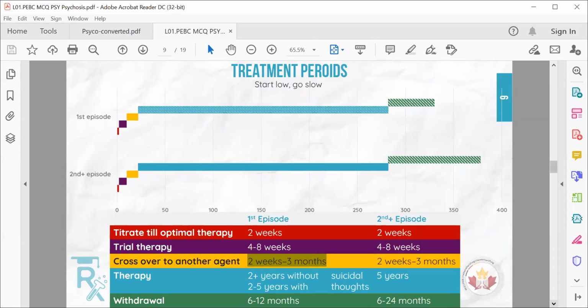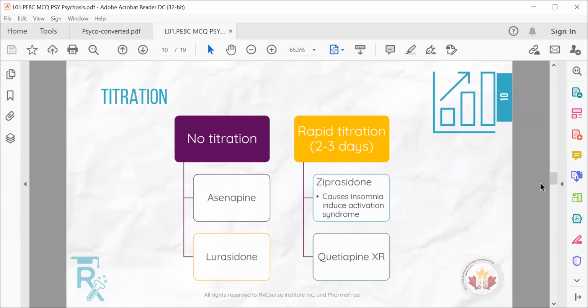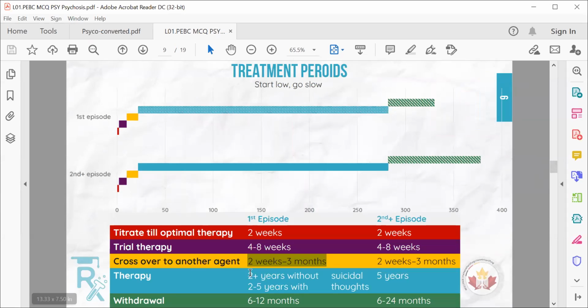Okay? The third question is, for how long do I use the medication? So if it is the first episode and there are no suicidal thoughts, and this is an important factor in deciding, the patient has the first episode of schizophrenia with no suicidal thoughts, so it will be around 2 years, but it might increase. But if there were suicidal thoughts, it might be up to 5 years. Okay?